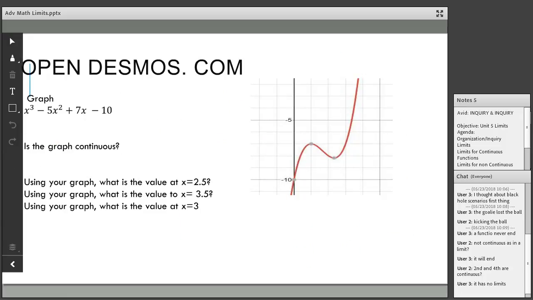All right, so take a moment and open Desmos.com on your computer, and I need you guys to graph this function. I'm going to write it down, and I will open it on mine as well. Graph that function on Desmos if you've got another window available.